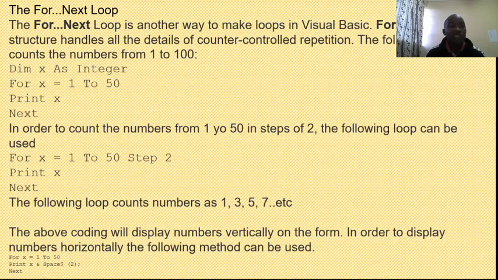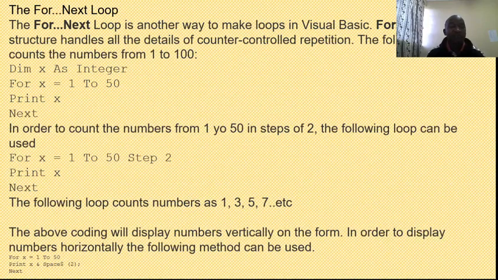In order to count the number from 1 to 50 in step 2, the following loop can be used. For x equals 1 to 50, step 2, print x, next. The following loop counts numbers as 1, 3, 5, 7, etc.